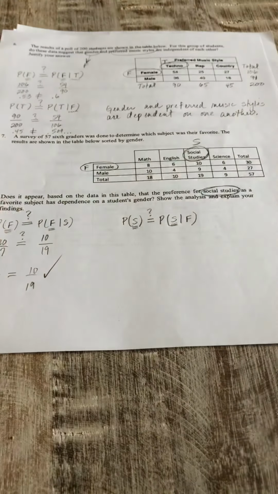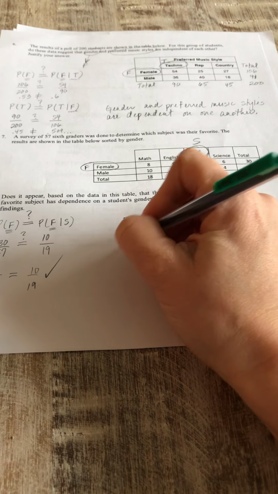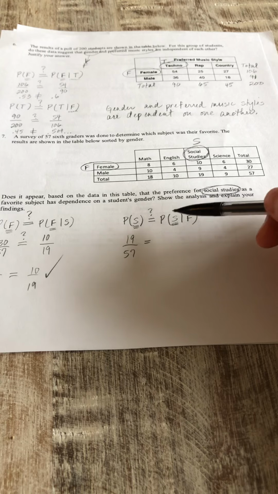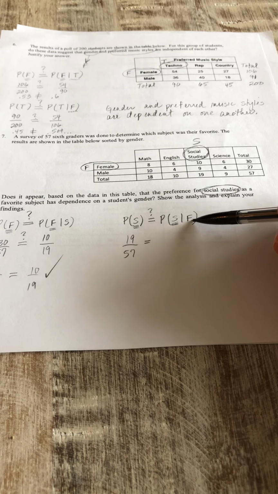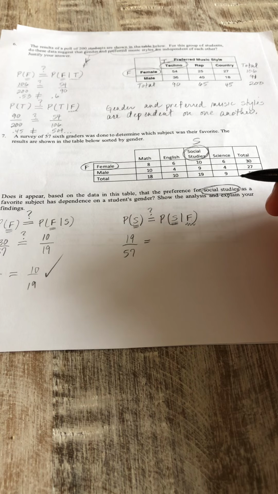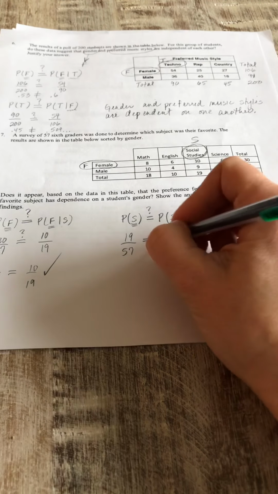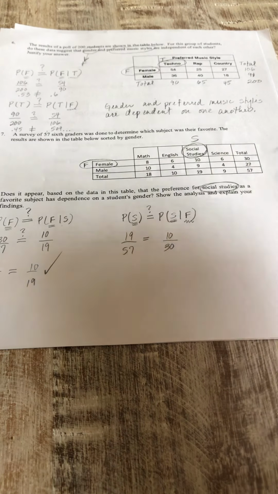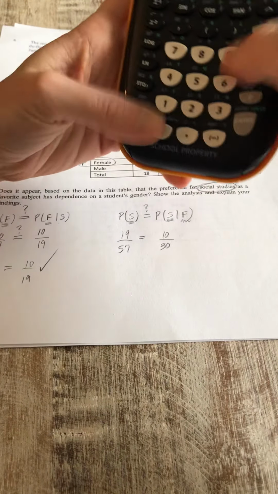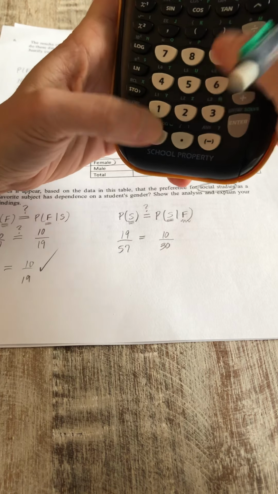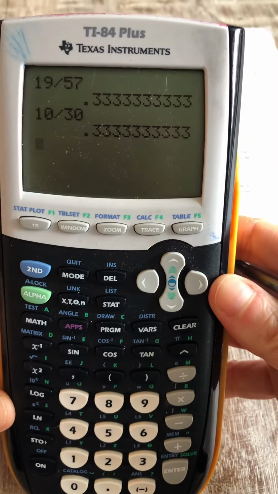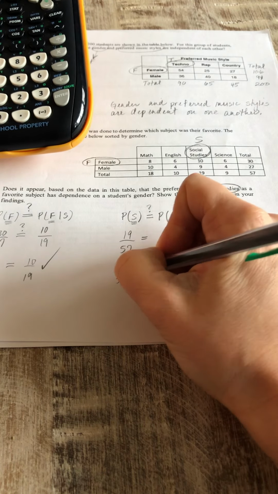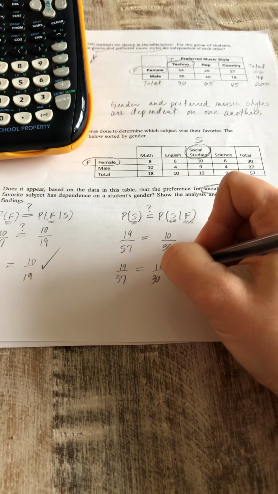The probability of selecting a student that prefers social studies, so that would be 19 out of 57 students. The probability of selecting a student who prefers social studies given the fact that they were female. So whatever comes after given is our subgroup. There's a total of 30 students that are female. Of those 30 students that are female, 10 prefer social studies. So again, if you analyze the decimals, once again, they come out to be exactly the same thing. So we can say 19 over 57 is in fact equal to 10 over 30.